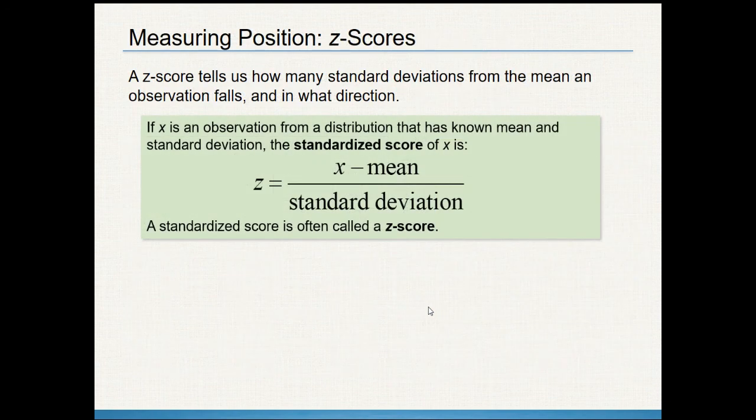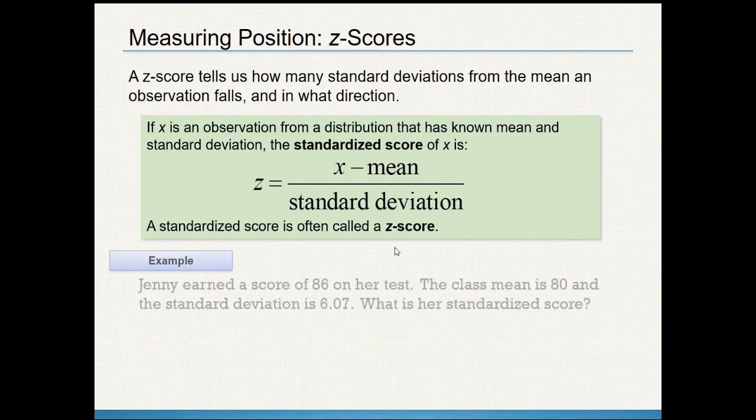All right, z-score. A z-score is another way we can measure position in a distribution. It's a standardized score. A z-score tells us how many standard deviations from the mean an observation falls, and in what direction. If x is an observation from a distribution that has a known mean and standard deviation, then the standardized score of x is: you take that particular observation value, minus the mean, divided by the standard deviation. The standardized score is often called a z-score.